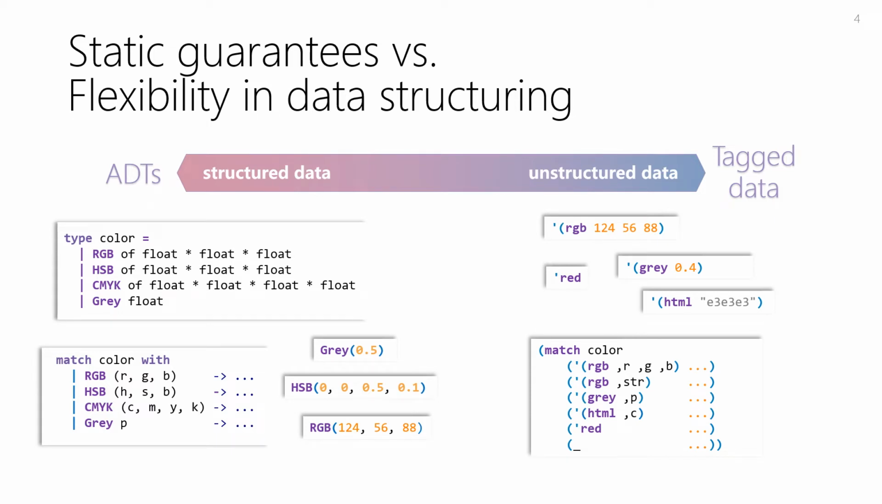In the other side lives tagged data, like seen in Scheme, where data is just tagged with a name. Tags, unlike constructors, do not impose any structure over the data, making the checks described before impossible. But this sacrifice comes with an increased flexibility, for example, by not restricting the possible cases in a match expression. Having defined these extremes, we can now ask ourselves, what kind of structures lie in between them? These structures should have a mix between the static guarantees of ADTs and the flexibility of tagged data.